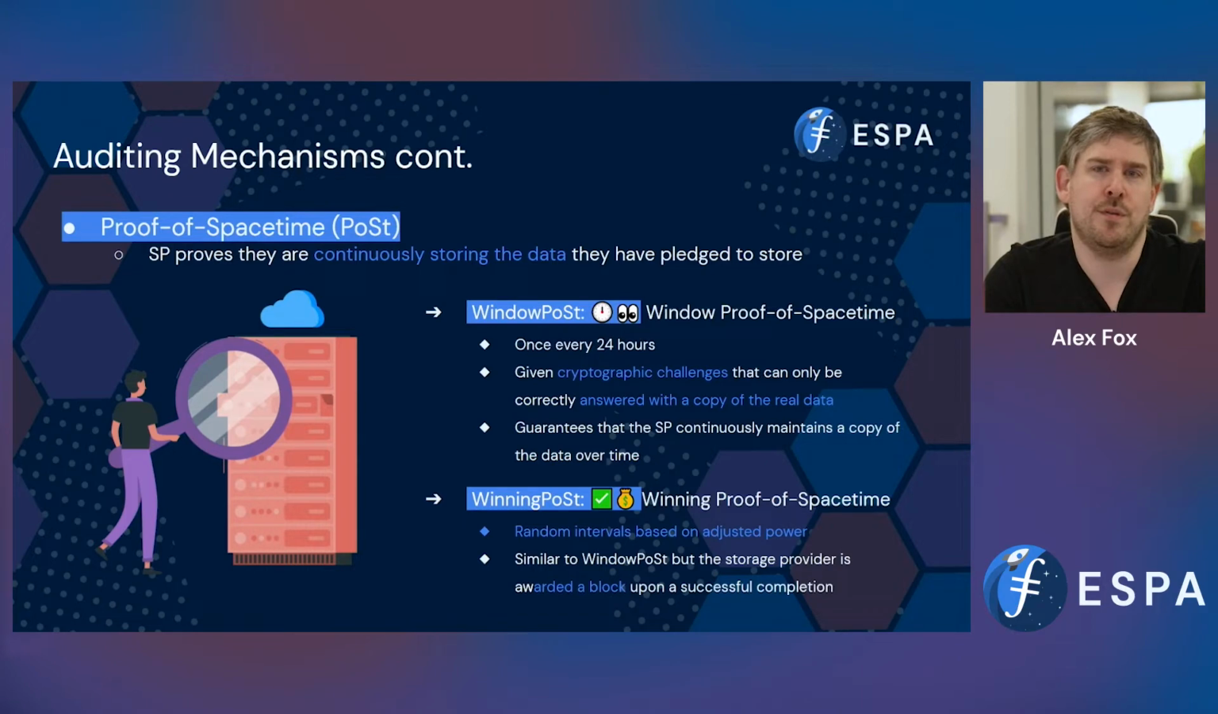The other proof of space-time that we perform is called winning proof of space-time, or winning post. And it's another audit check on the integrity of the client's data. That's performed at random intervals, whereas window post happens at the same time every day. Winning post can happen randomly. We need to have the data at that time to succeed with winning post. The more data that the storage provider stores, the more frequently they are subject to this winning post audit check, the more frequently they have to submit proof that they have successfully still stored a copy of the client's data.